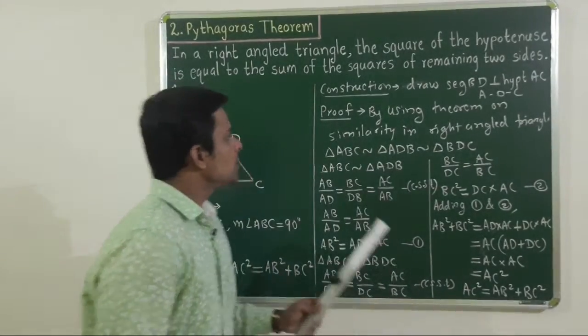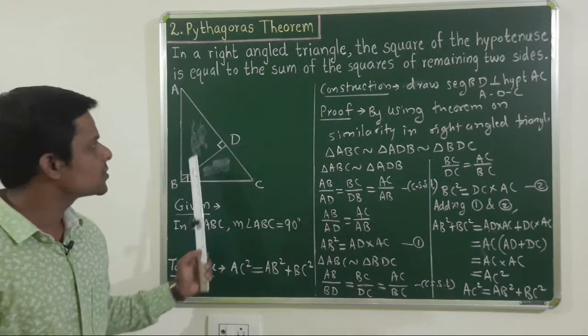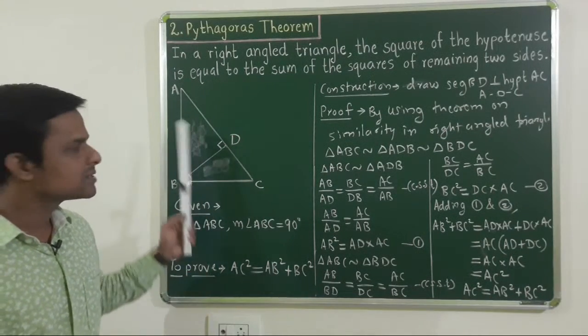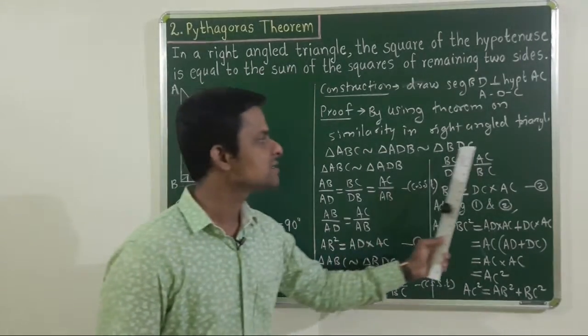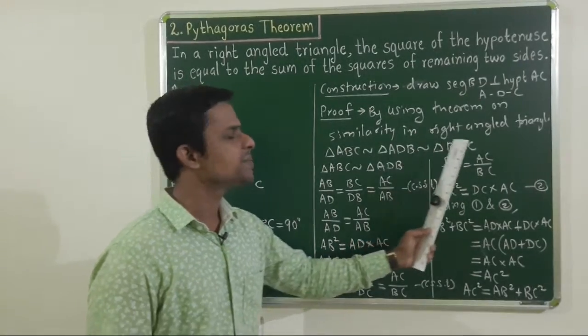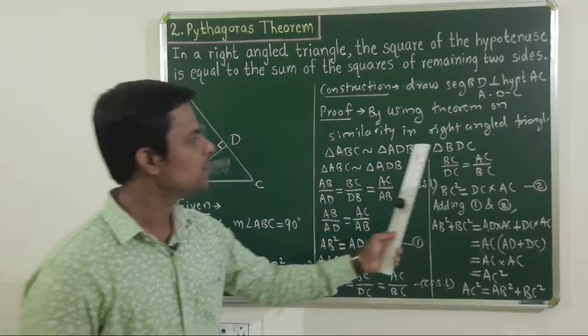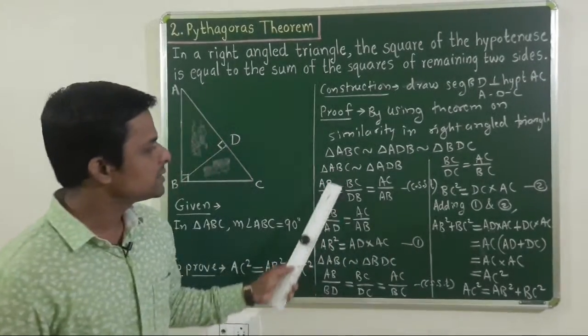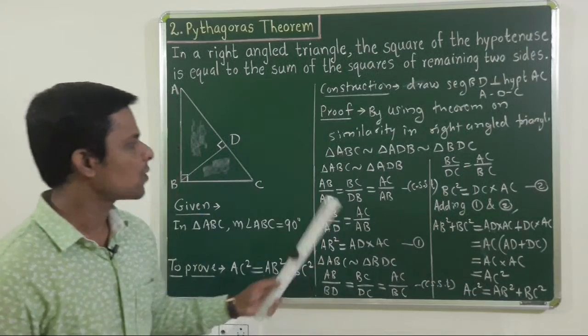Now since this is right angle triangle, and there is one altitude drawn on hypotenuse, therefore the two triangles are similar to the original triangle and similar to each other. Means all these three triangles are similar with each other. That is, triangle ABC is similar to triangle ADB, similar to triangle BDC. These names are important. Names should be correct. Then only these ratios will be correct. If the names are wrong, then ratios will also be wrong.